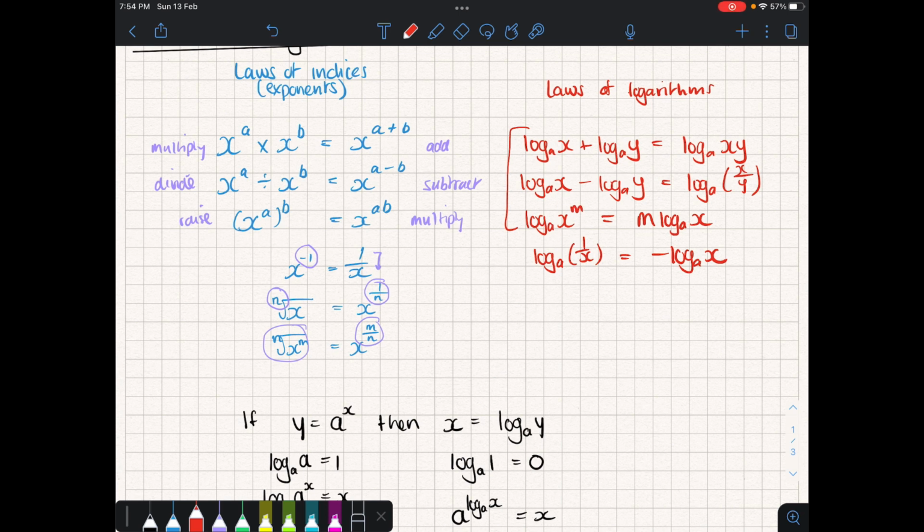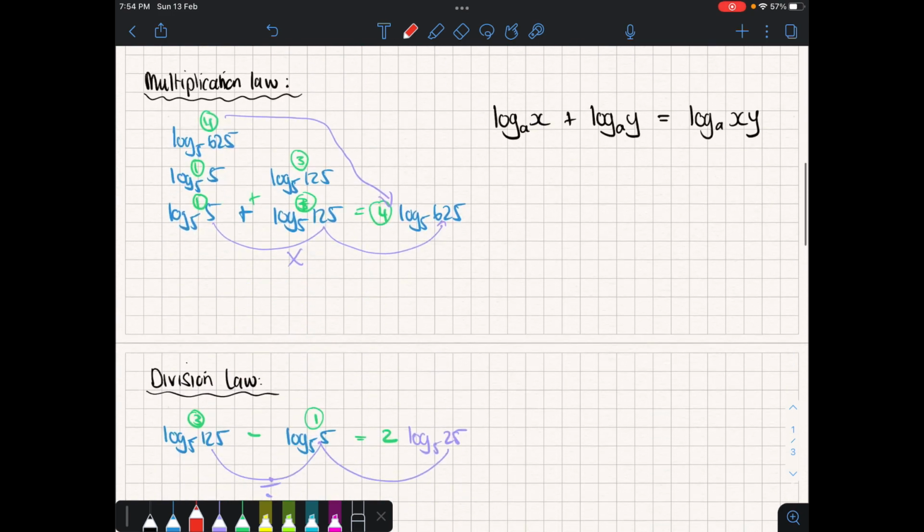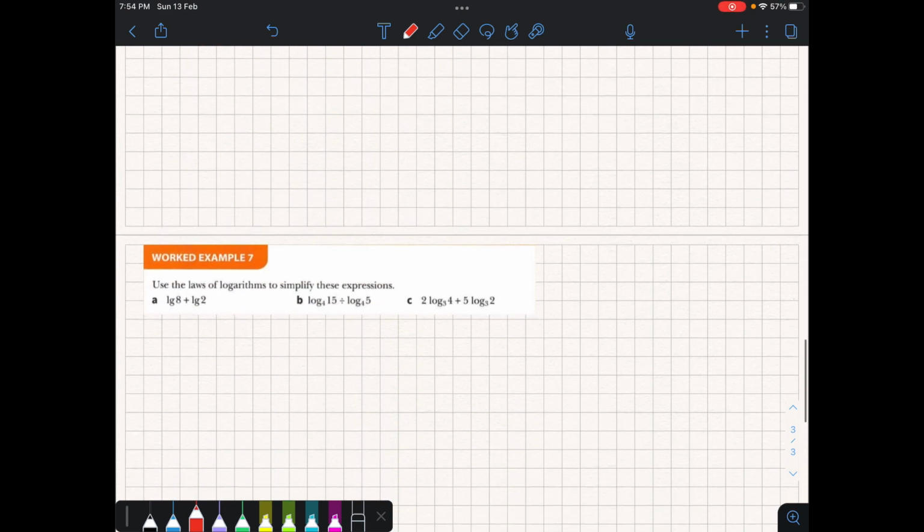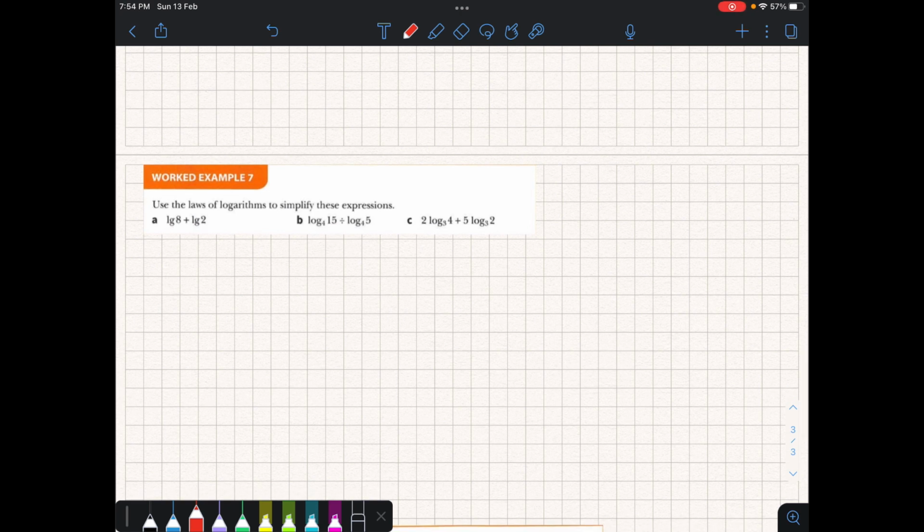Okay, now using these, we can learn to solve and simplify logarithms in equations and exponential equations, etc. So let's look at some simple examples just to see what's going on here. In A we have log 8 plus log 2. There's no base indicated, so it's implied that it's base 10.